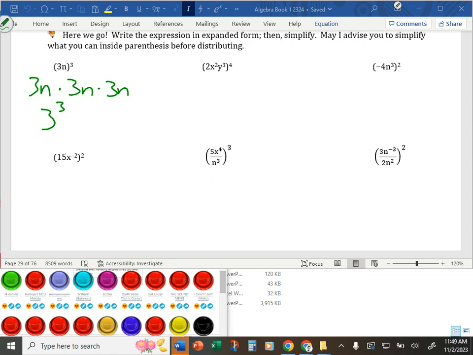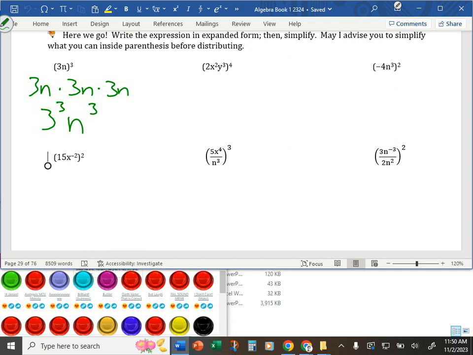And then how many n's do we have total being multiplied together? 3. How do you write that? N cubed. Good job, Nolan. I'll give you a Darth Vader for that one. Excellent. Okay. So 3 cubed n cubed is our simplified answer here.